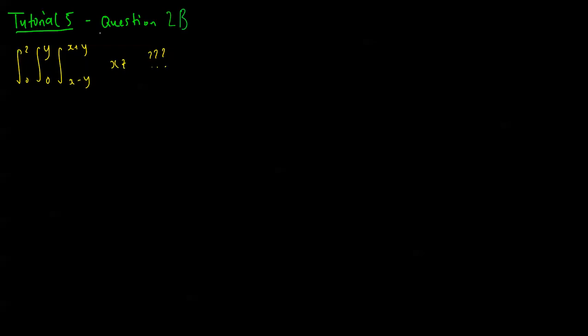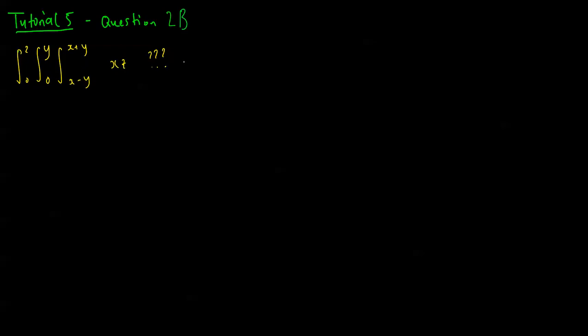Okay, so in this question, 2b of tutorial 5, we've got the integral of the function xz, with limits 0 to 2, y to 0, x minus y, and x plus y. But we're not told the order of integration. However, there is only one order of integration, and we can have a look at the limits to tell us what it must be. Okay, so the first set of limits depend on x and y.